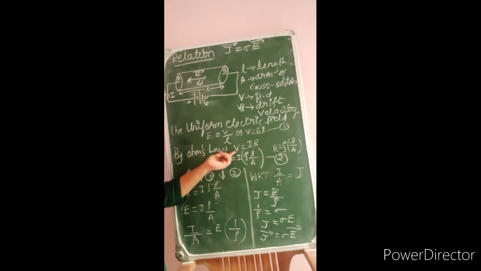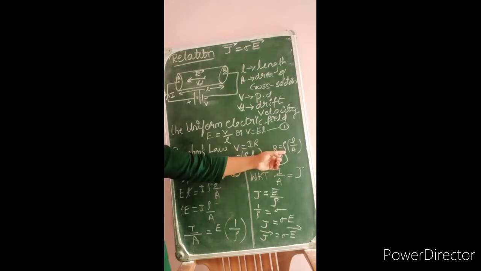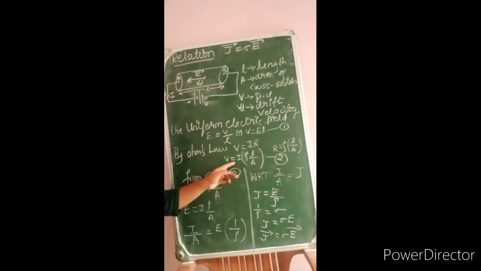By Ohm's law, V is equal to IR. From that, take the value of R as resistivity into L by A. When you substitute it in Ohm's law, it gives equation number 2. From equations 1 and 2, when you compare these two equations, you will get EL is equal to I into rho L divided by A. L and L get cancelled. Remaining is E is equal to I into rho by A, or I by A is equal to E by rho.